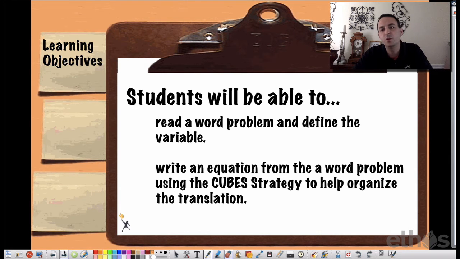We're going to be able to read a word problem, define a variable and solve it, and then write the equation from the word problem and use the cube strategy to help us organize it.